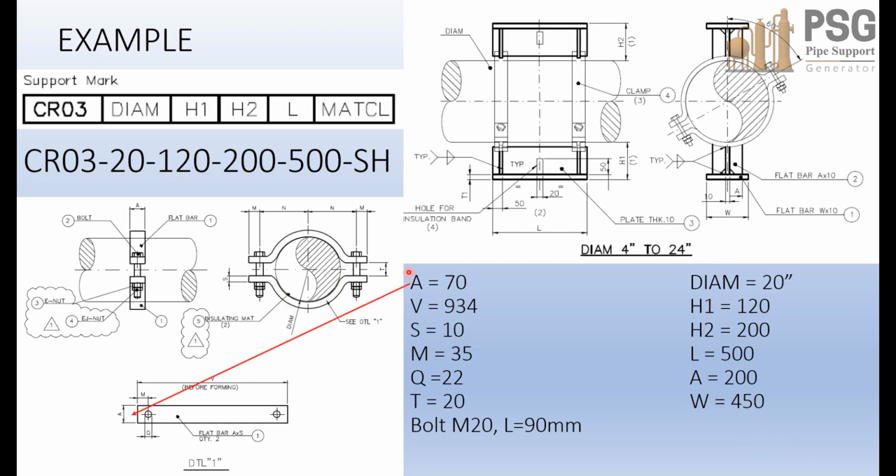And for the clip, dimension A, which is the width of the clamp plate, equals 70 millimeters, and dimension V, which is the length of this clamp, equals 934, and S, which is the thickness of this clamp, equals 10 millimeters for size 20 inches, and dimension M equals 35, Q equals 22, which is the hole diameter, and T, which is the spacing here between the top clamp and the bottom clamp, equals 20 millimeters, and the used bolt size equals 20 millimeter with length 90 millimeters.